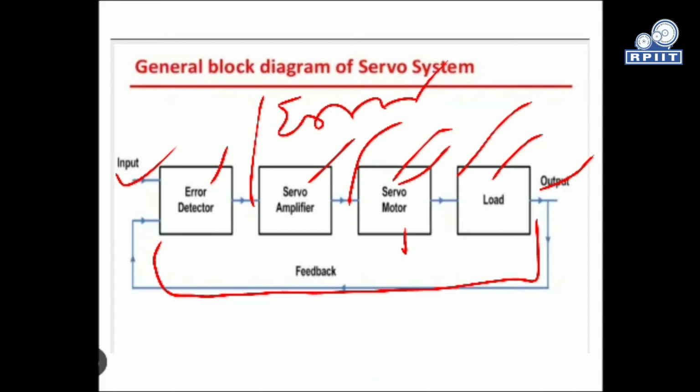Finally, the output is fed to our error detector, and this process takes place until the load matches our input, or we get the desired output, or the desired speed of the load. So this is the feedback control servo system.